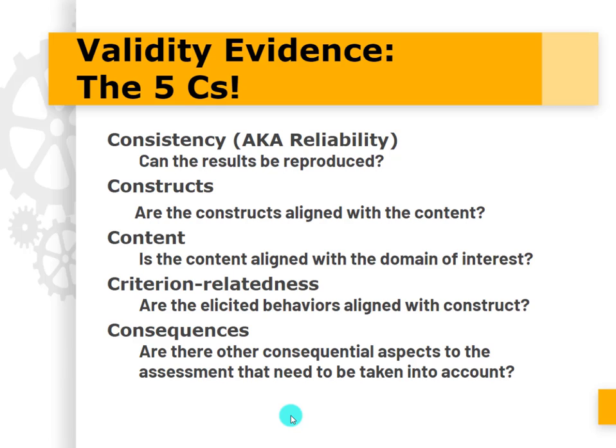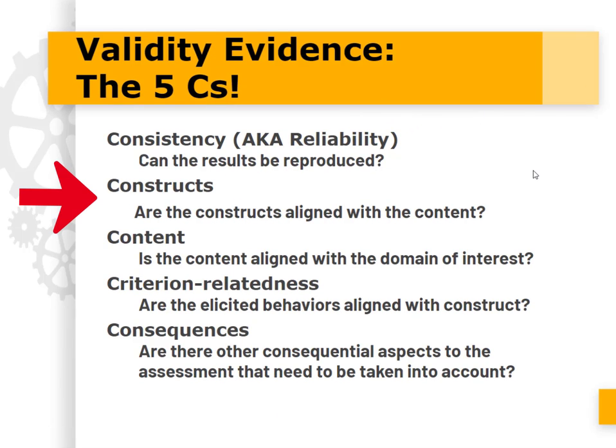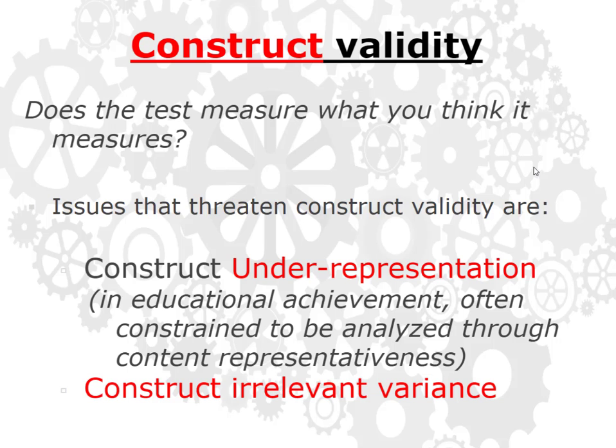So the next type of validity we're going to talk about is construct validity. So for construct validity, you want to know if the constructs are aligned with the content. As a reminder, constructs are hypothetical attributes that exist in the mind. It's not something that we can actually see. All we can do in order to measure them is to create tests filled with items that are likely to elicit behaviors that are associated with that construct. Because we can measure behavior, we can see behavior, and we need something that is going to be the impetus of that behavior.